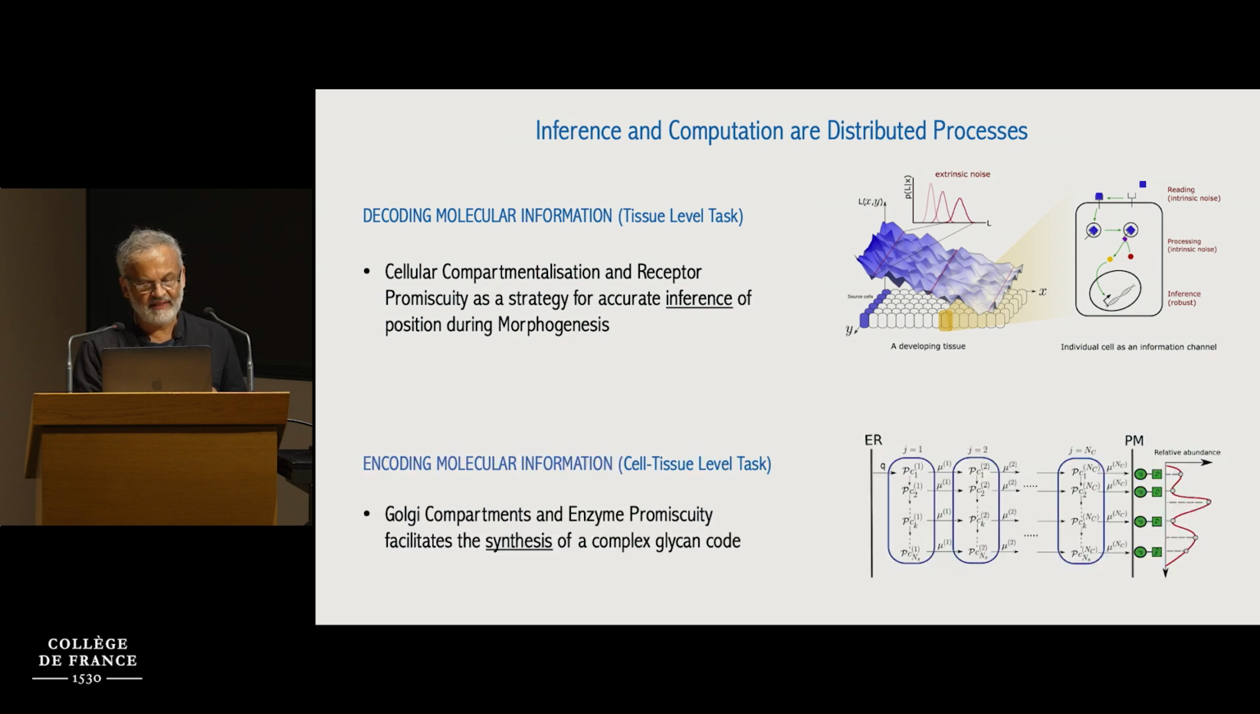And the second one, I'll address a related problem of precision in encoding complex information. And this will be the synthesis of very specific proteins that are decorated with sugar groups that then get displayed on the cell surface. These are called glycan distributions. And we'll ask how the complexity of the desired glycan distribution reflects on the complexity of the synthesis machinery. Okay.